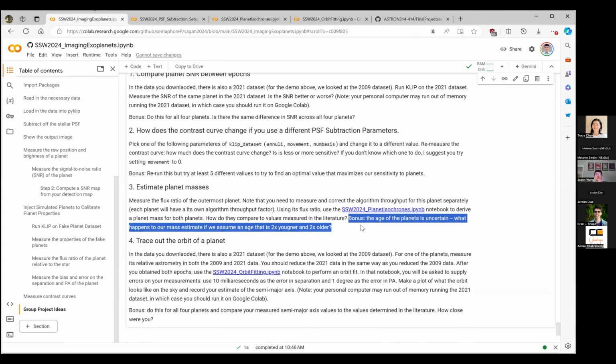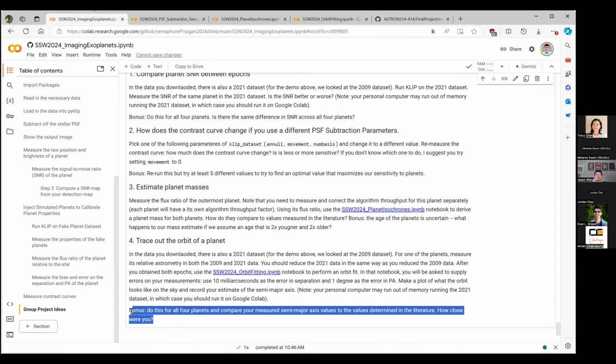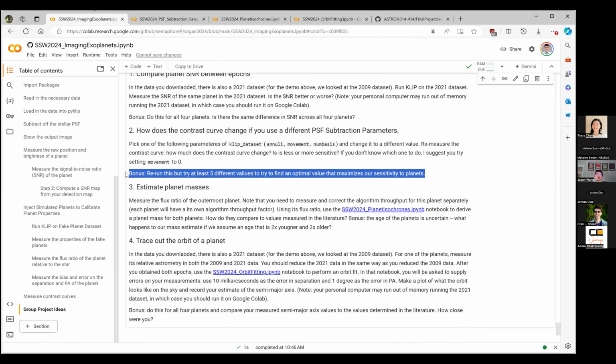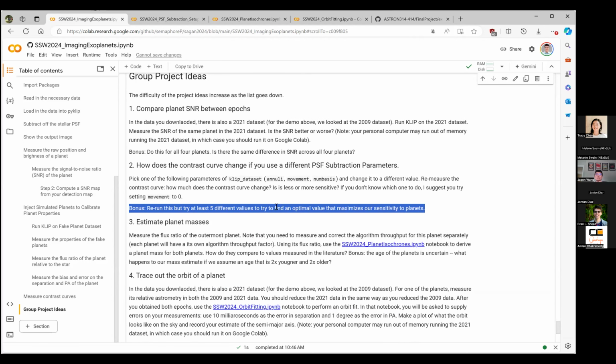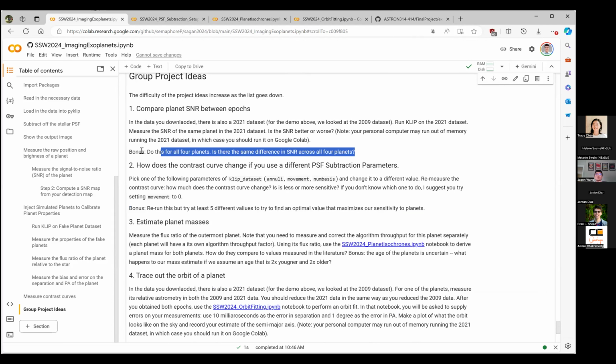They can look at different ages for this star and the planet masses. They can rerun the orbit fit for all 4 planets and compare them against the literature. They can try 5 different values when they change PSF subtraction parameters. They can measure the signal to noise for all 4 planets when measuring planet SNRs between epochs. So this will hopefully give people a little bit of flexibility, and for people that have really sped through the group projects, there's more to work on.